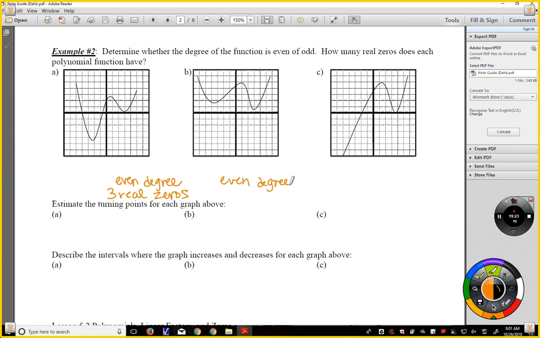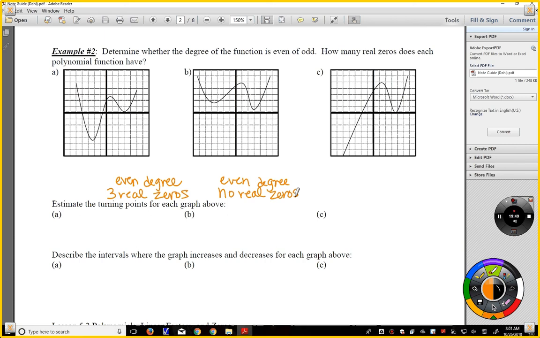Could it be of degree 6? It could. I don't really know without looking at the function. Because remember, the number of turning points is kind of the maximum it can have. Doesn't necessarily mean it does that. Okay? Somebody else, number of real zeros for this graph. Good. Real zeros.